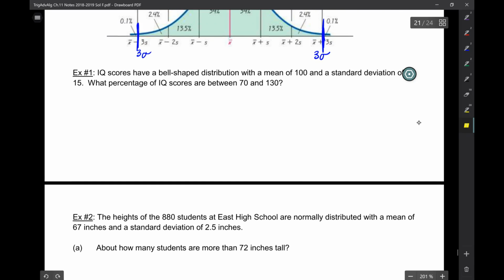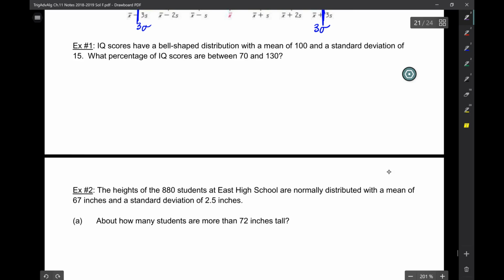Here's one on IQ scores. IQ scores have a bell-shaped distribution. Depending on the problem, you might have to do a little sketch for yourself. IQ scores have a bell-shaped distribution with a mean of 100 and a standard deviation of 15. So x bar is 100, sigma is 15. What percentage of IQ scores are between 70 and 130?